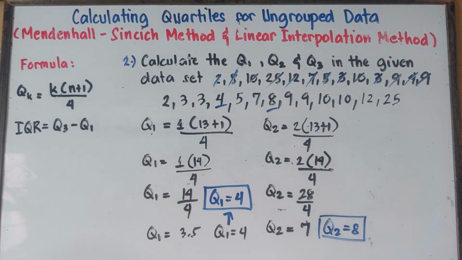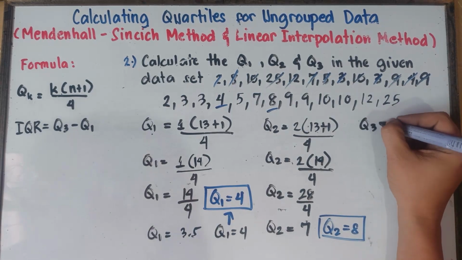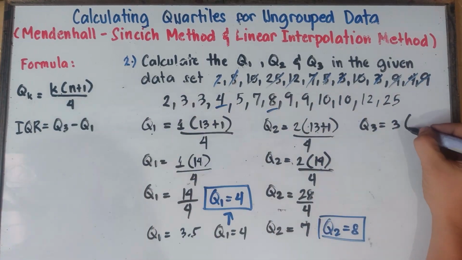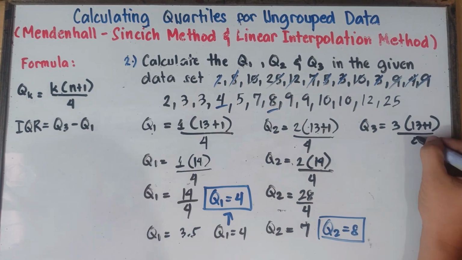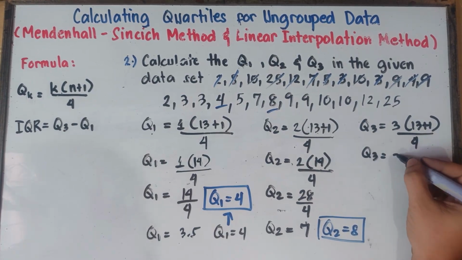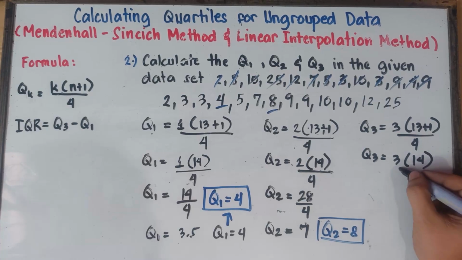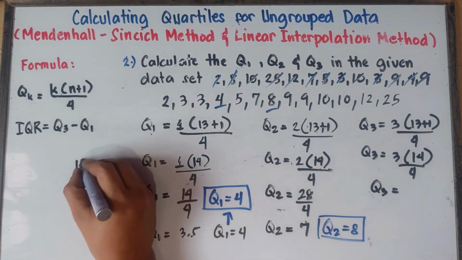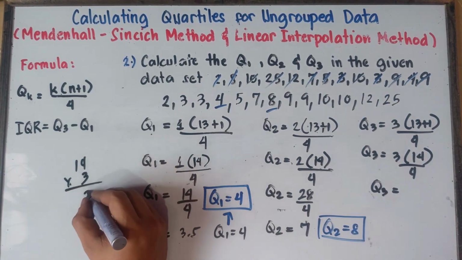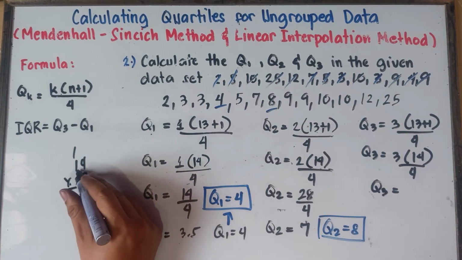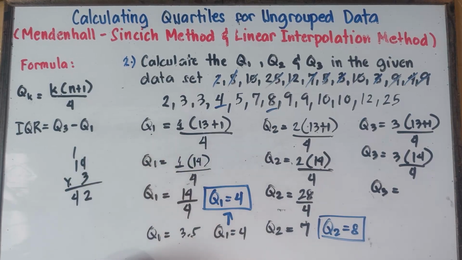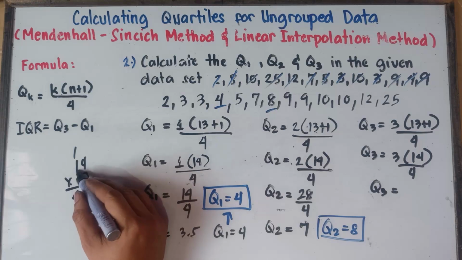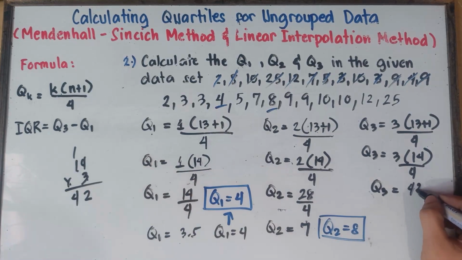Alright, so last one, quartile 3. So k is 3. So 3 times 13 plus 1, divide 4. So quartile 3 equals 3 times 13 plus 1, that would be 14, divide 4. So quartile 3 equals 3 times 14. So 14 times 3. 3 times 4 is 12. 2 carry 1. 3 times 1 is 3 plus 1 is 4. That's 42. And then divide 4.